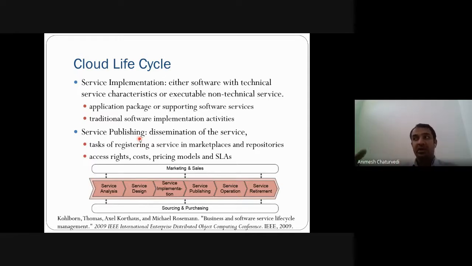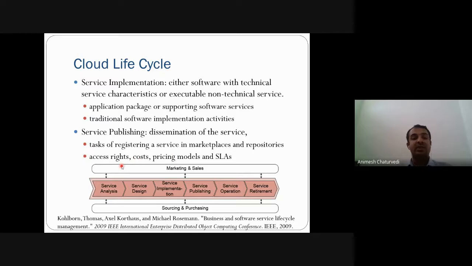Service publishing: how you publish it to your client, to the users, the task of registration, how the service should be registered to a particular marketplace, and how you'll deploy it in a repository like Google App Engine or something like that, Heroku, etc.